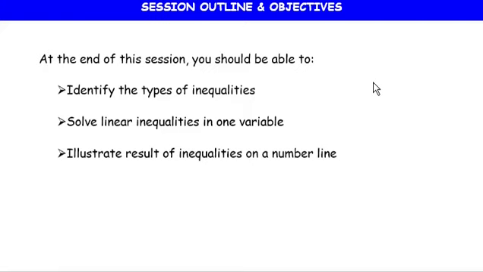Okay, so before we commence, let's look at the session outline. Basically, in this session we'll be looking at the various types of inequalities, and then we are also going to study how to solve linear inequalities in one variable, and then we also study how to illustrate inequalities on the number line. Alright, so without wasting much time, let's begin.